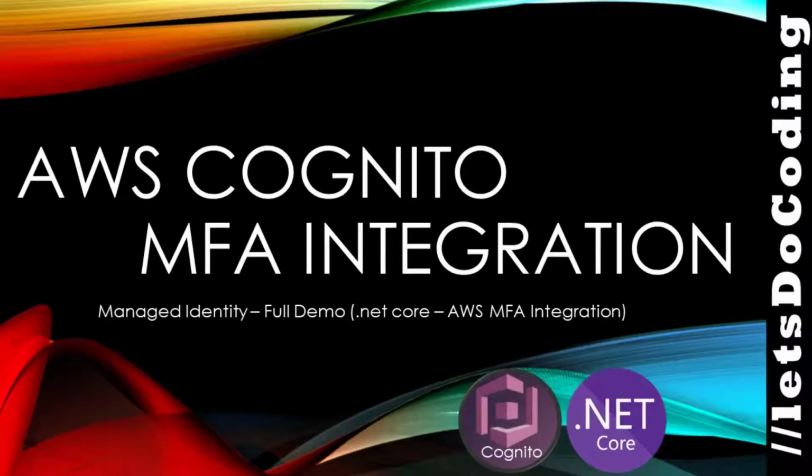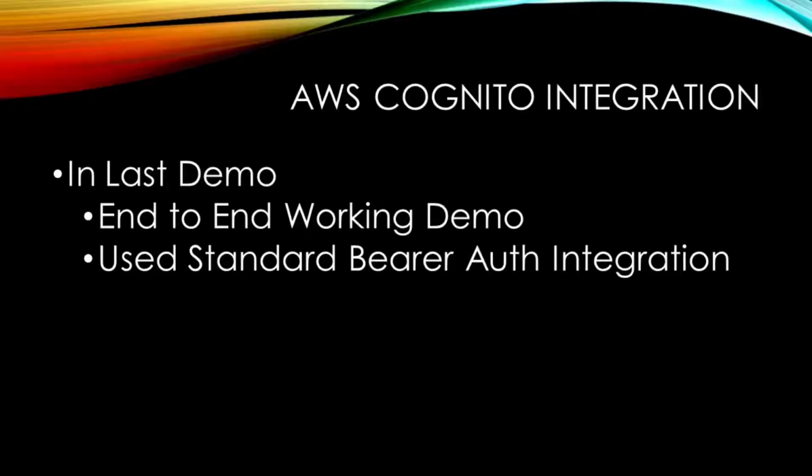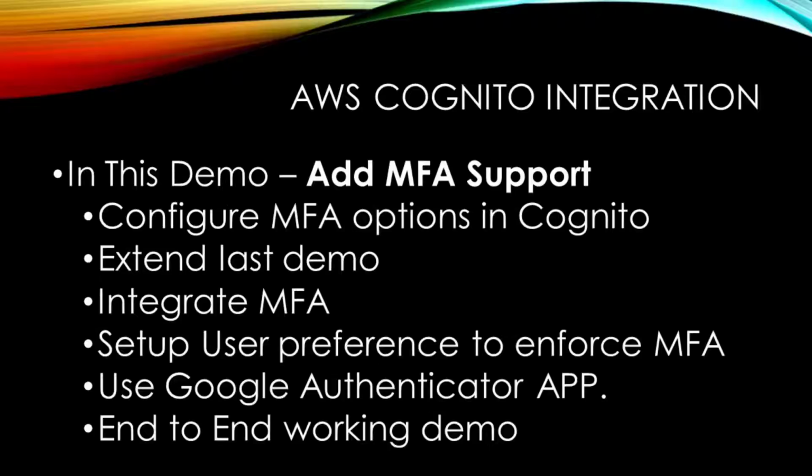In the last project, we just used the standard bearer-based authentication. But in this video, we shall be extending it further on the authentication side and we shall be adding support for MFA. In this video, we shall be continuing and extending our last demo where we had the integration of AWS Cognito with .NET Core based project.